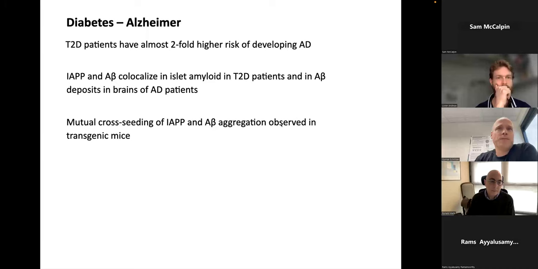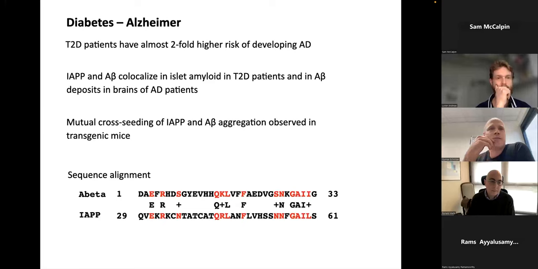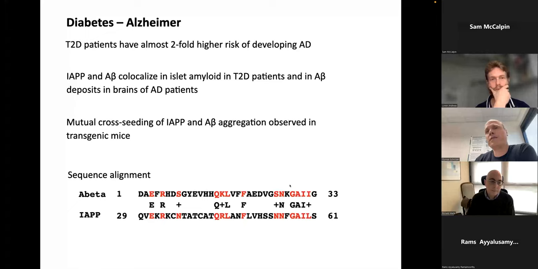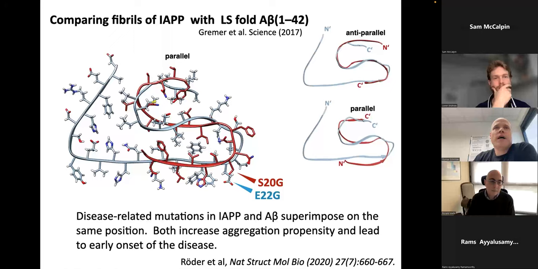And it has been observed that there's mutual cross-seeding of IAPP and A-beta in transgenic mice. And if you align the sequences, they're not really the same, but there are some points that make them a bit similar, especially this NNFGAIL motif here that appears in a similar way also in the A-beta sequence. So we superimposed the IAPP structure onto our in vitro A-beta structure, and you see that, at least roughly, there's a similarity in the shape. And also two disease-related mutations in IAPP and A-beta superimpose in this way on exactly the same position.